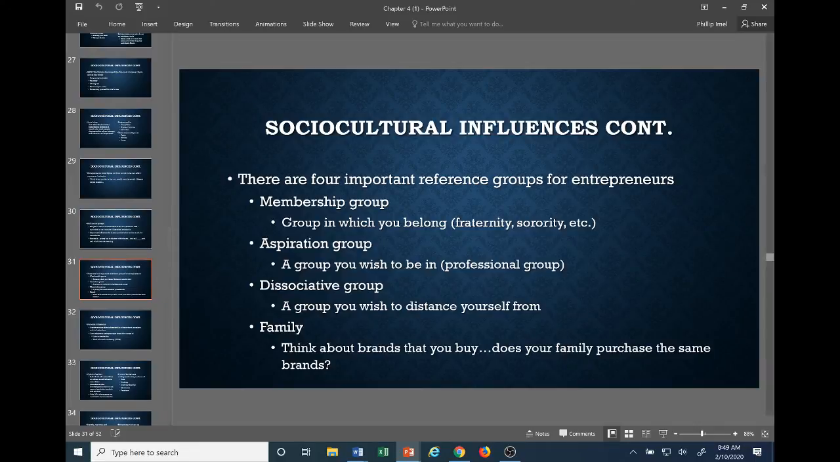Family, think about brands that you buy. Does your family purchase the same brands? A lot of times they might, a lot of times they might not. I know a lot of times, if you grew up because your mom bought Crest toothpaste, chances are you're probably going to buy Crest toothpaste because you're used to it, because that's what your family did. So these are some important reference groups for the entrepreneur just to be familiar with, to know the difference between them.